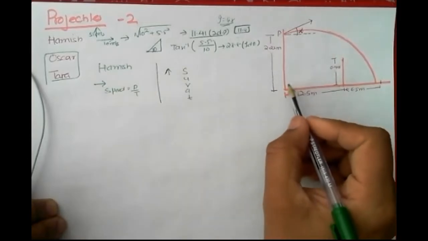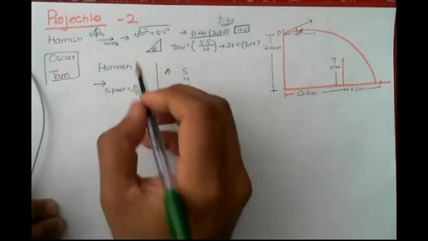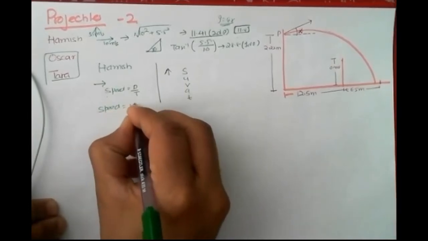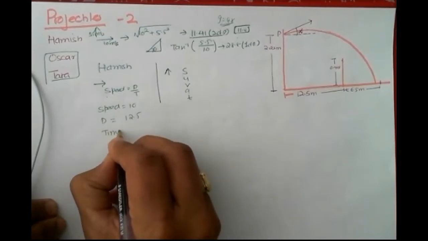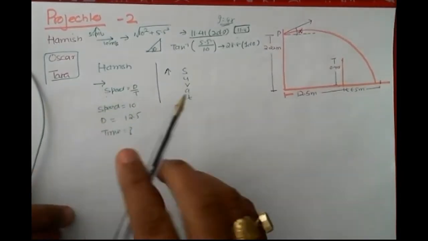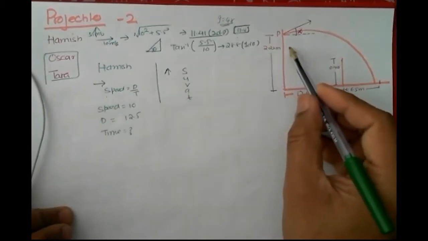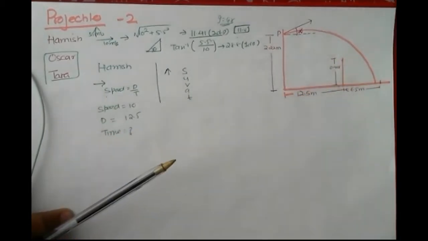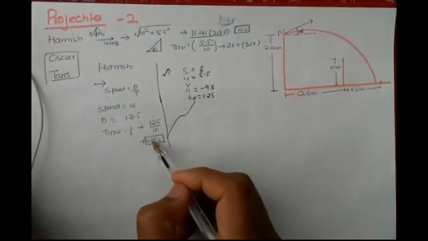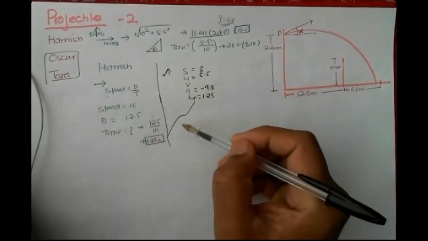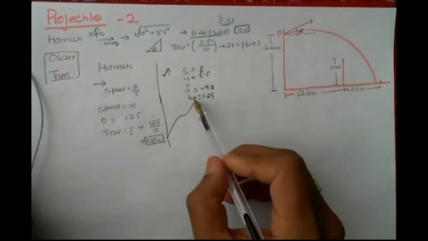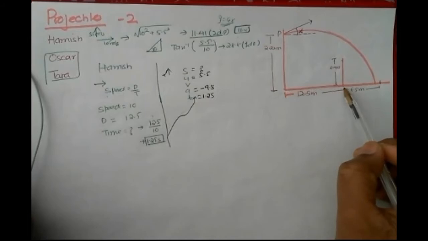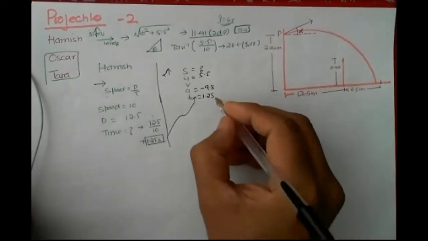So horizontal speed I know is 10, so speed equals 10, and the distance I know is 12.5. So can I work out the time for this? Then I'll find out at the same time how much is the height of the ball. Guys, you can pause this and do it yourself, then we can take it from there. Right, so time comes out as 1.25 seconds. So I will transfer this time, because we need to work out the height of this ball when it has traveled 12.5 meters horizontally, or when it has traveled for 1.25 seconds.